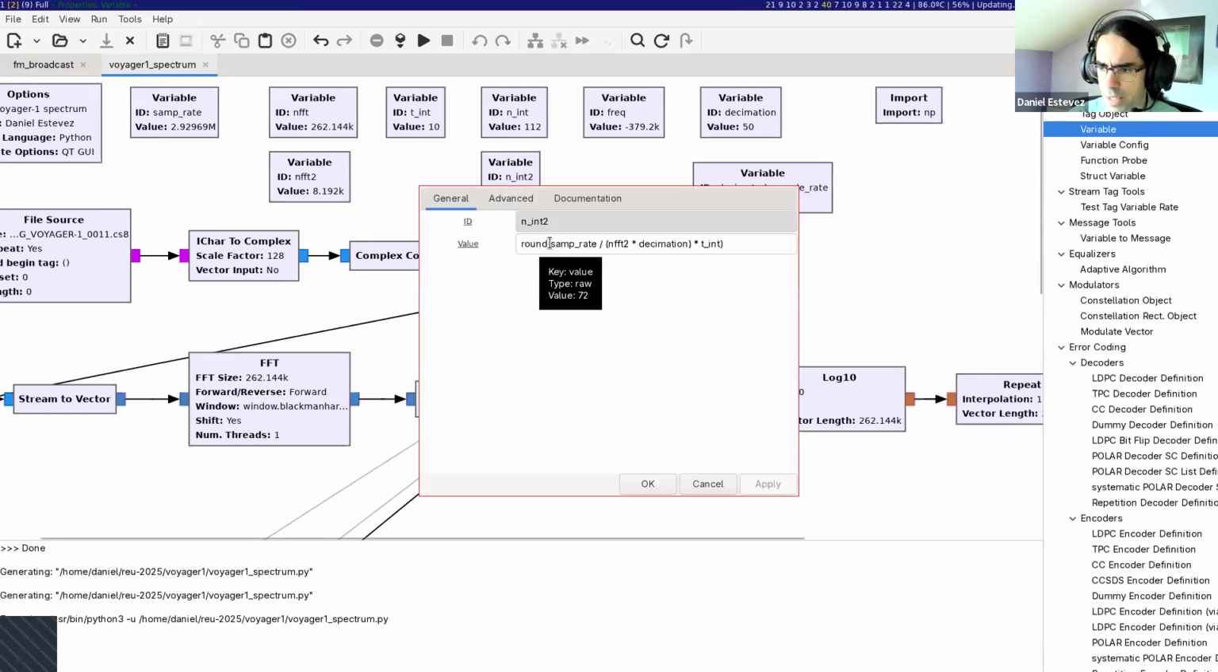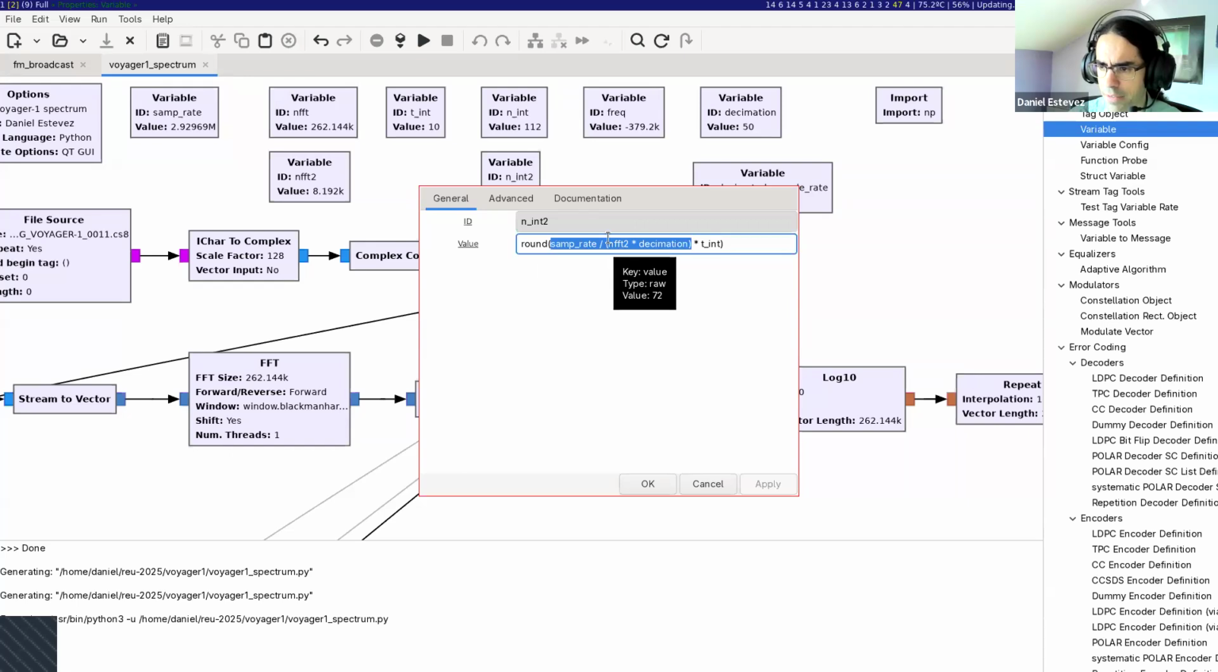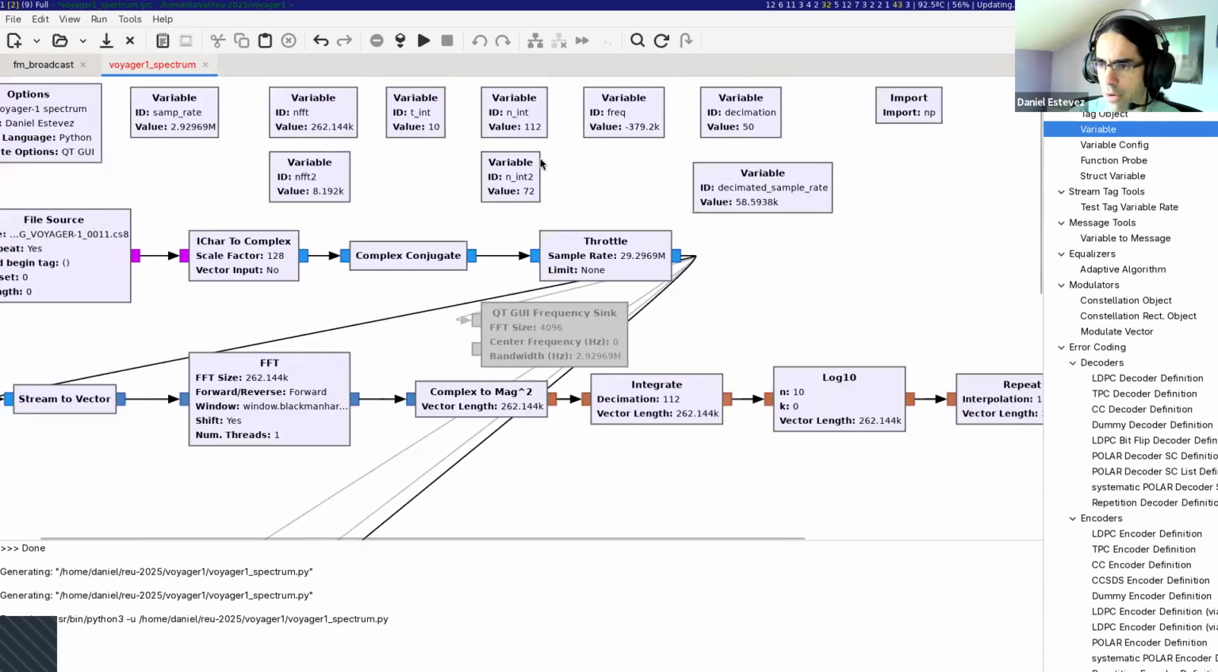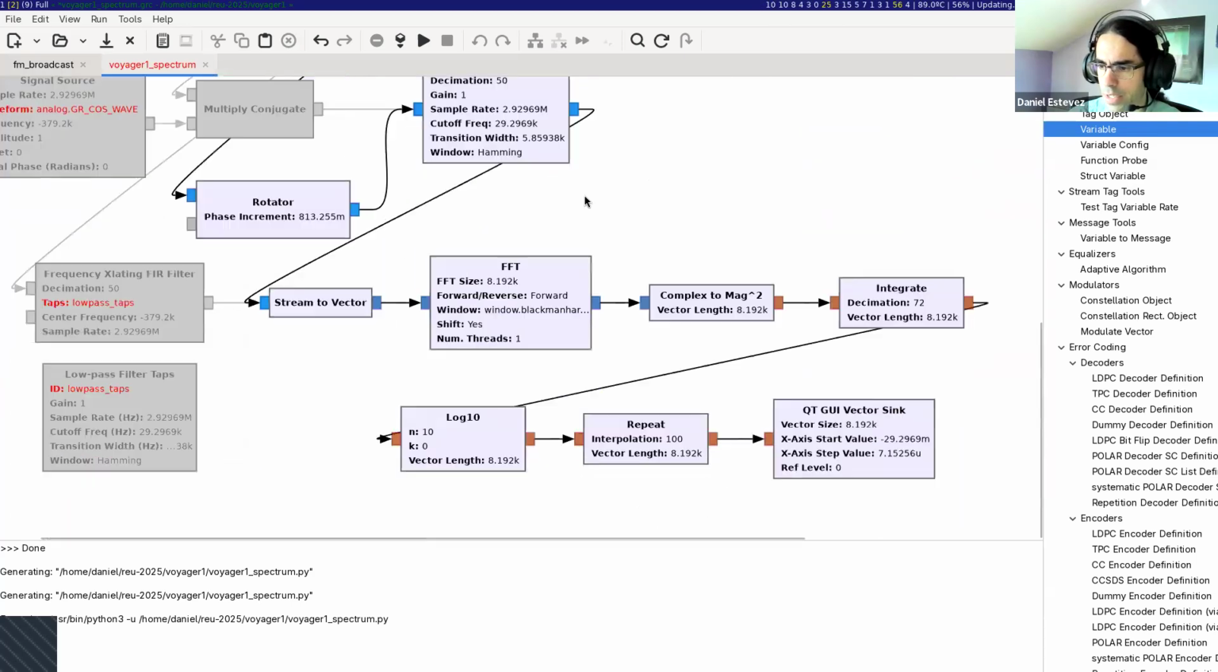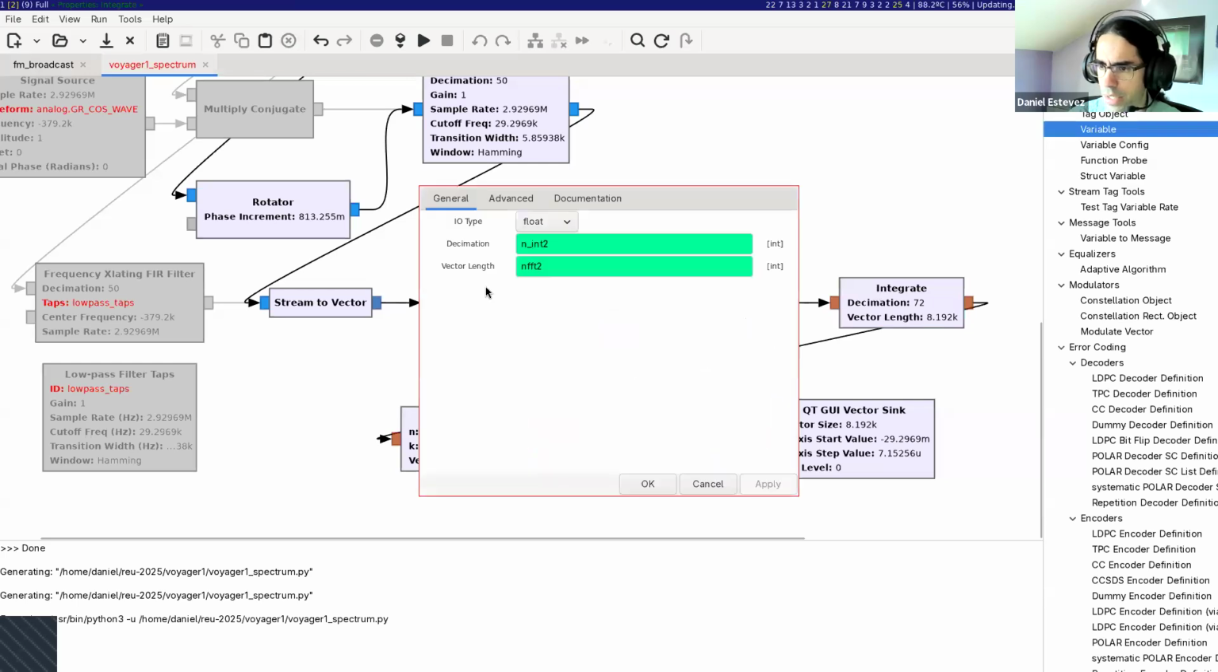On the other one, it's a similar number because this is supposed to be very similar to sample rate divided by NFFT, which is what we had in the number of integrations. But because this NFFT was divided by 64, not by 50, which is the decimation, I get a slightly different number, 72, rather than 112. So yeah, on the second one, I'm also doing almost 10-second integrations by summing up 72 of these in the integrate block.